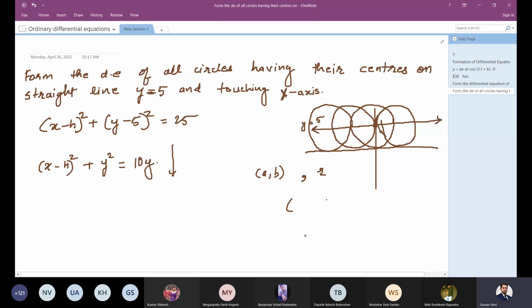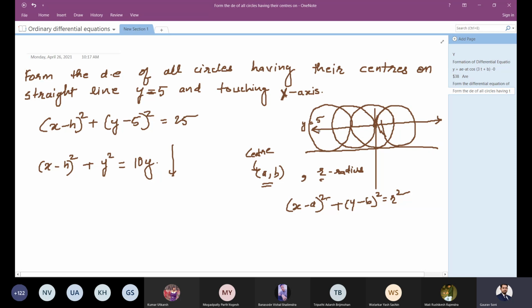Okay. Anyways, the equation of a circle when the center is (a, b) and the radius is r is given by x minus a whole square plus y minus b whole square equals r square. This is the center and this is the radius.